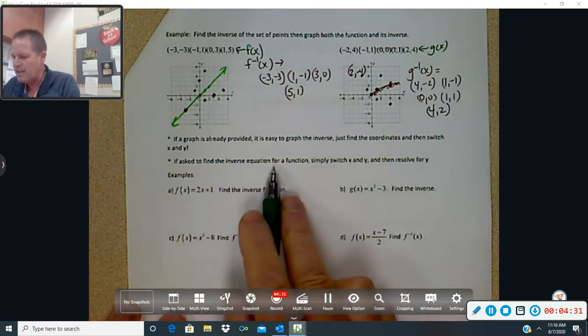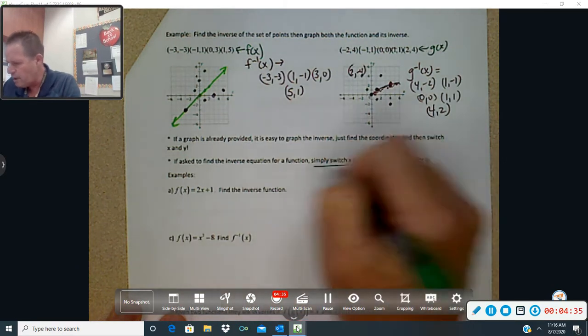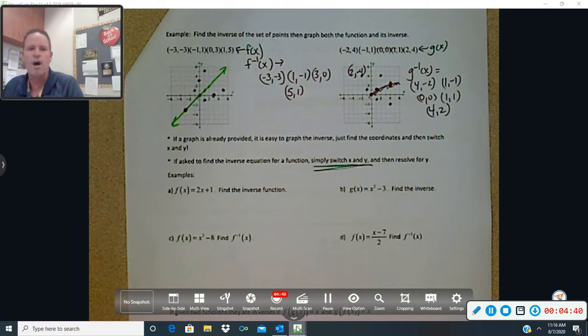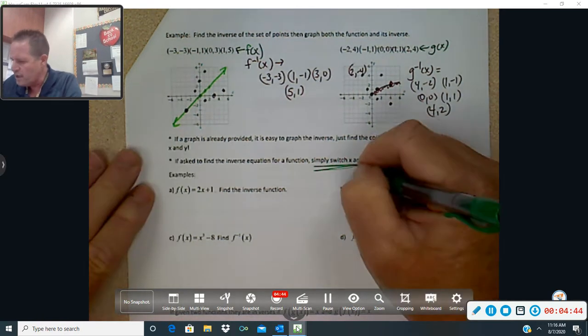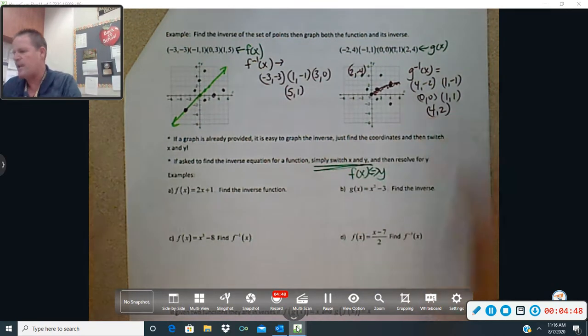If asked to find the inverse equation of a function, okay, now this is the part of how to find the inverse. Switch x and y, then resolve that equation for y. Okay, now one thing to note, f of x and y are the same thing.